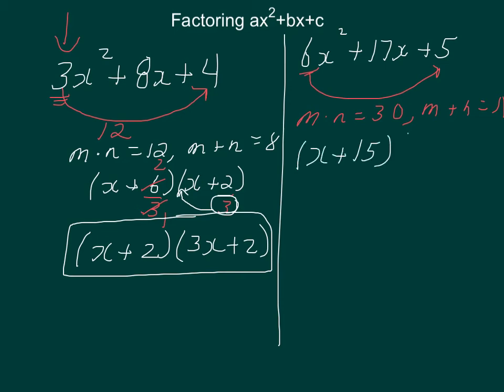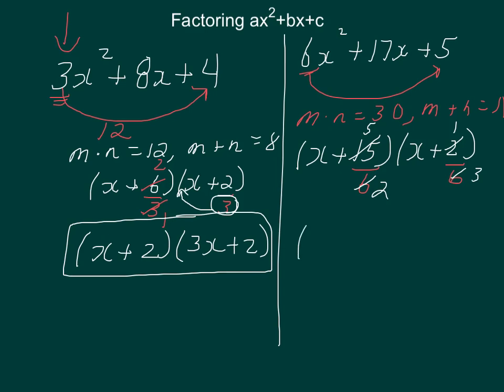Okay, so x plus 15 times the quantity x plus 2. 15 times 2 is 30, 15 plus 2 is 17. And again, all we're going to do, guys, is just divide by that 6 because we haven't used it yet. So now, when we simplify, 3 goes into 6 twice, 3 goes into 15 5 times, and 2 goes into itself once, and 2 goes into 6 3 times.